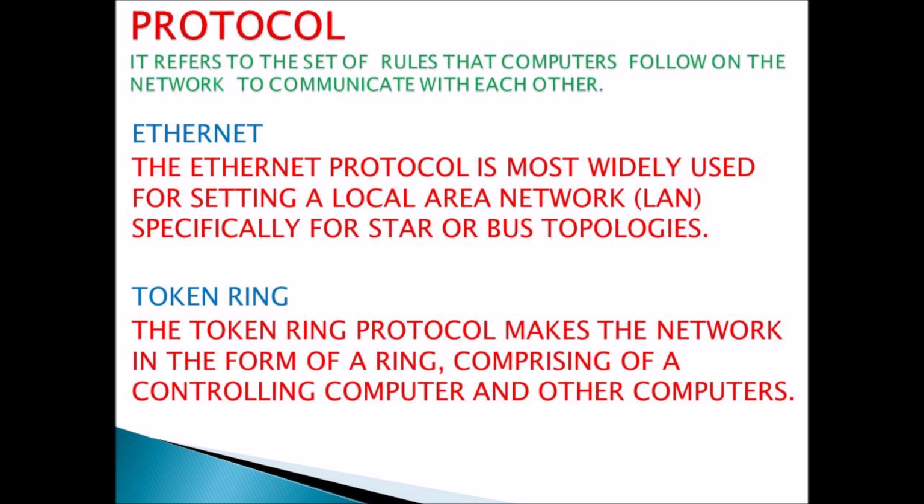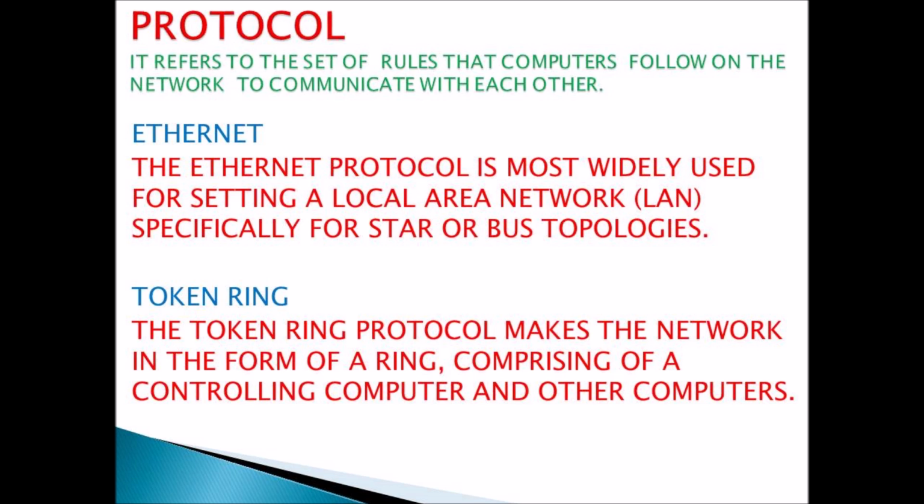And the next one is the token ring. The token ring protocol makes the network in the form of a ring. From the name itself, it is identified that it forms a ring structure, comprising a controlling computer and other computers. It connects all the computers in a ring form.